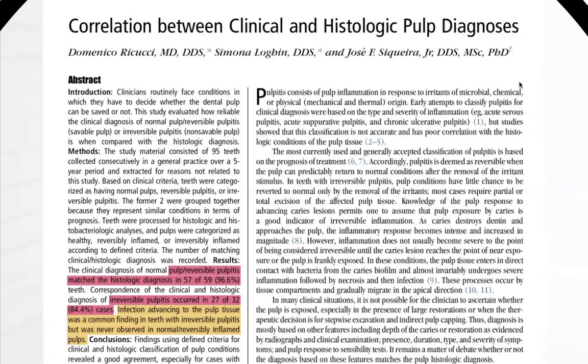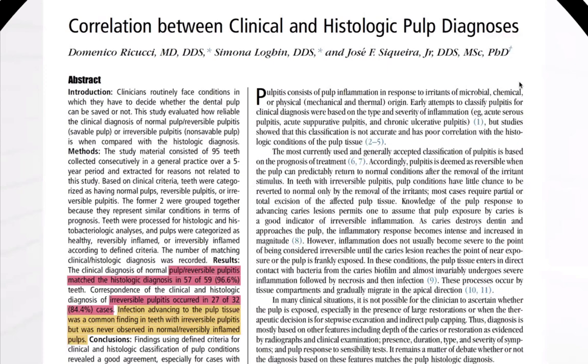Now, the last study I wanted to add in this section is Ricucci in 2014, correlation between clinical and histological pulp diagnosis. They did around 95 teeth, and they found there is a high correlation between reversible pulpitis with normal or no symptoms and irreversible pulpitis. But when they talked about irreversible pulpitis in this paper, what they mean is that there is bacteria inside the pulp. Okay, that's a very important point. So you can read in the yellow that infection advancing to the pulp tissue, infection being bacteria, was a common finding in teeth with irreversible pulpitis, but was never observed in normal or reversibly inflamed pulps.